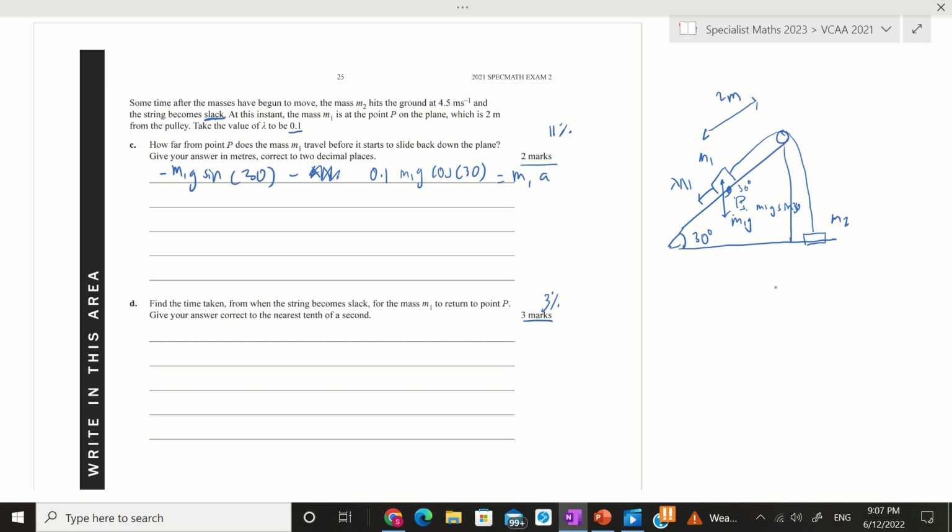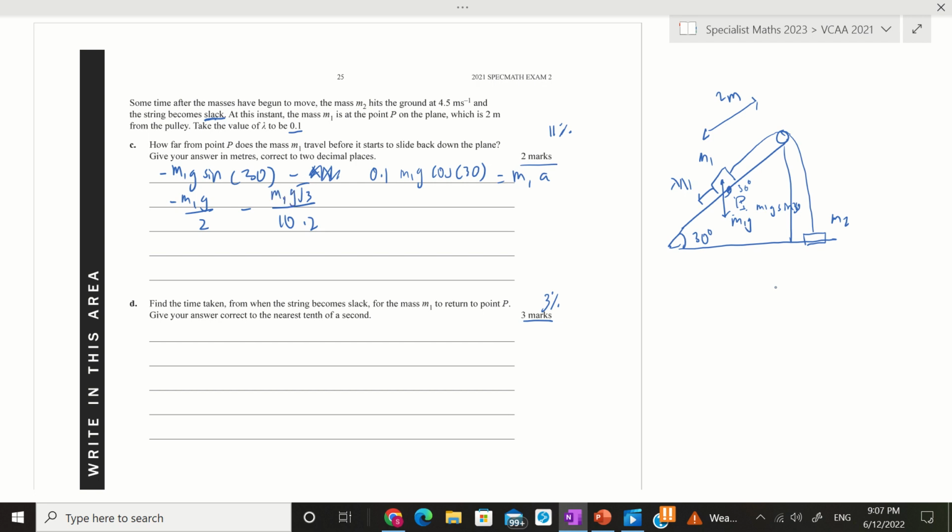M2 has now hit the ground. All the forces acting are just on M1: the friction force and its weight force. So it's just M1 times a. What we can do is simplify everything. This becomes minus M1g sin 30, which is M1g on 2, minus 0.1, which we can write as 1 on 10, times 10 cos 30, which is root 3 on 2, and then we just have this M1g there.